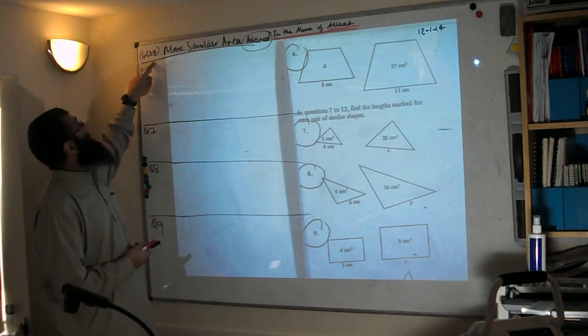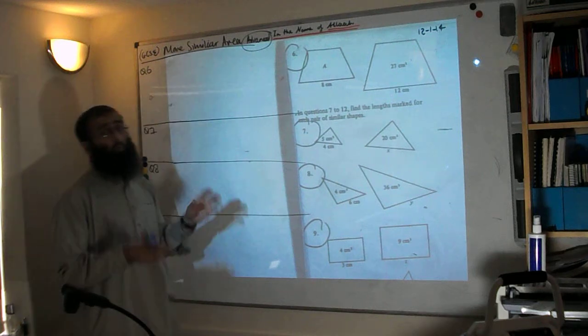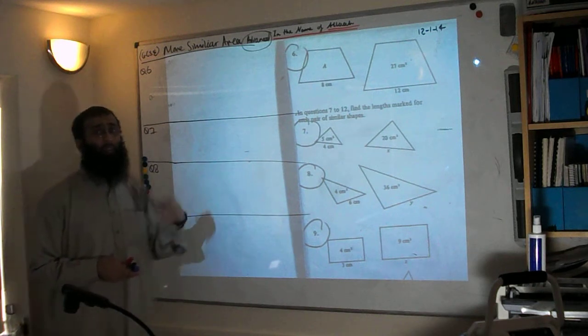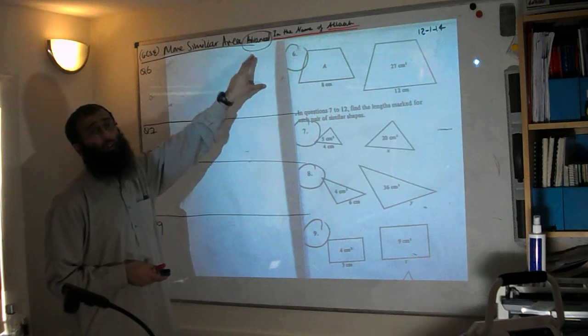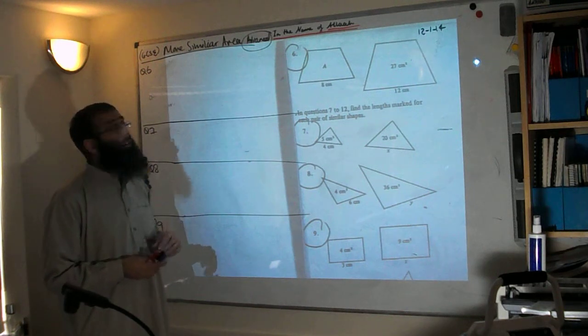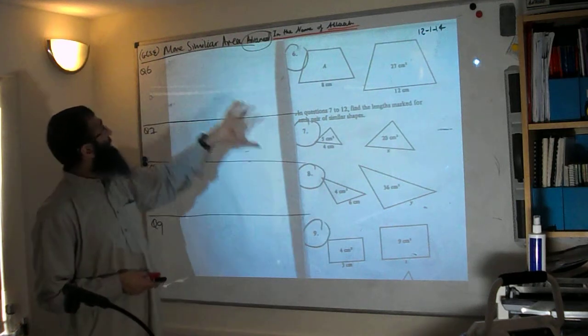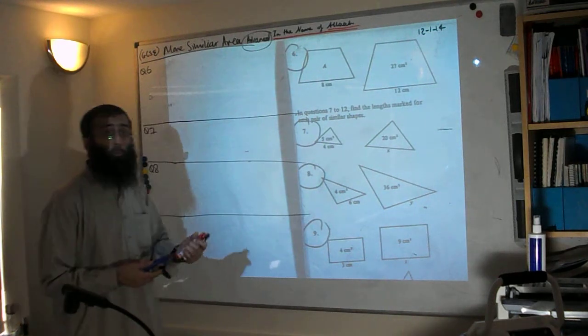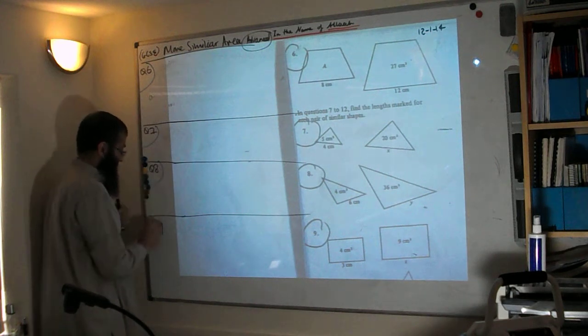So today we're looking at GCSE topics. We're looking at more similar area questions. In the previous videos we looked at similar lengths, areas and volumes. But now we're going to be looking at the advanced ones where you're going to have to use the square root sign. These are the area questions I gave to my students for homework. This particular video is being put up to help my students if they get stuck on their homework.